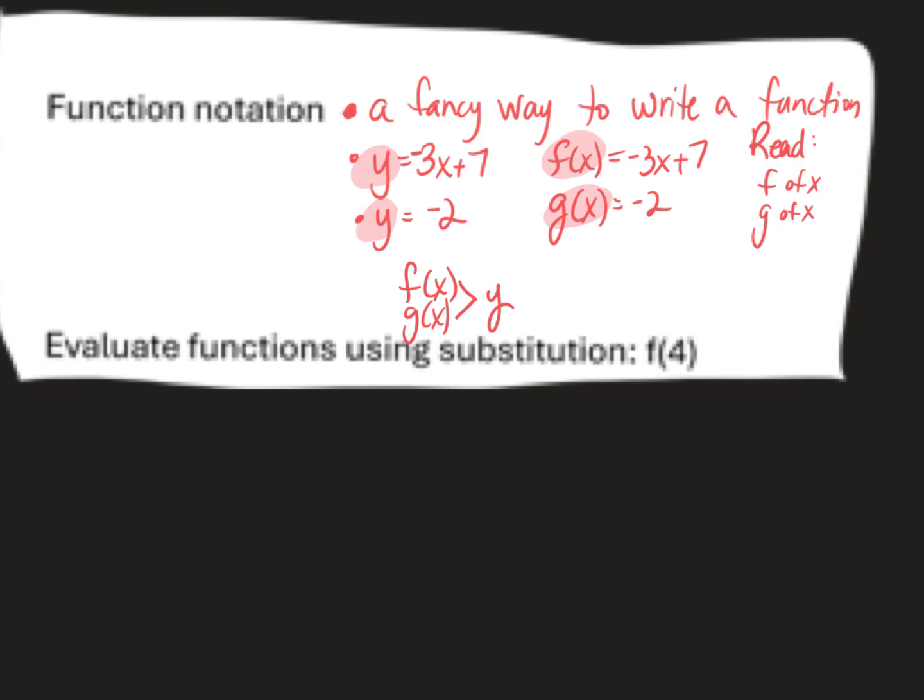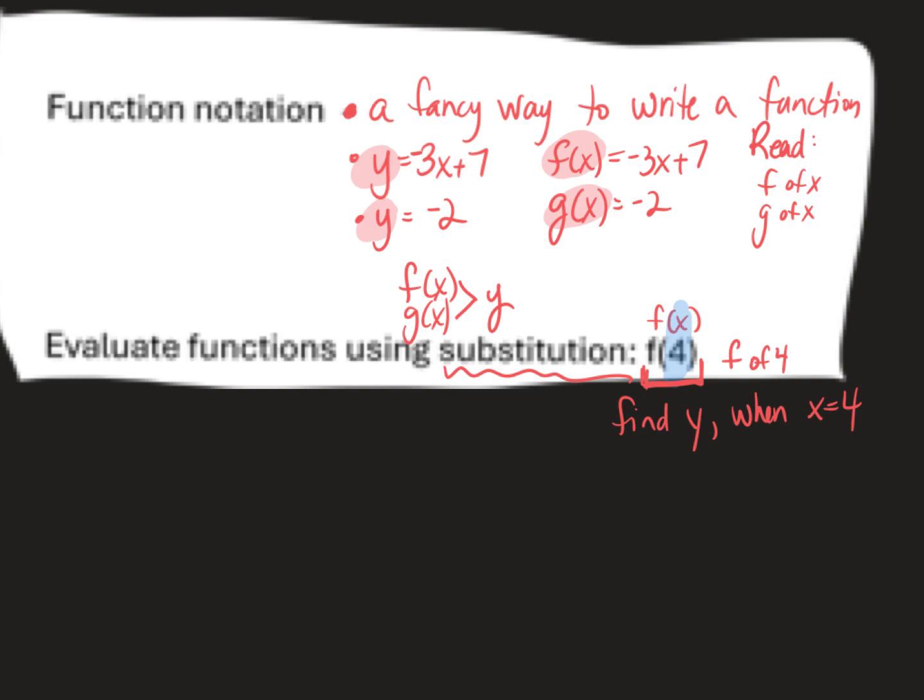Then when you evaluate functions, you evaluate them using substitution. You usually have f of x. In place of x, you're going to put 4. And when you read that, you read it f of 4. And let me translate this. This is what this says. Find y, comma, when x equals 4. So don't forget that. Find y when x equals 4. You're not solving for f, you're finding y when x equals 4.